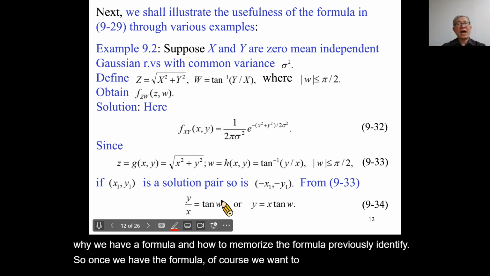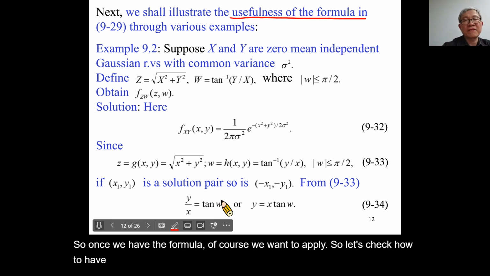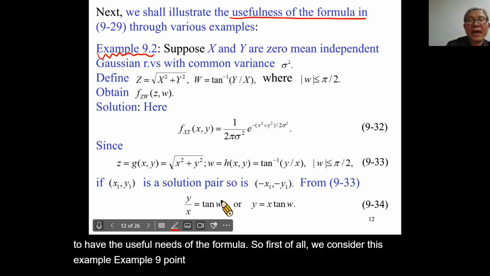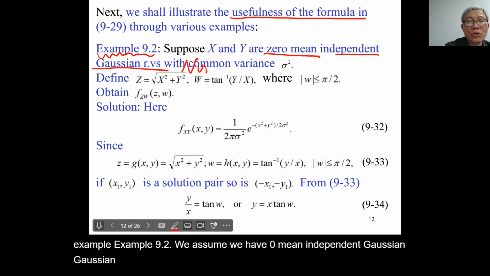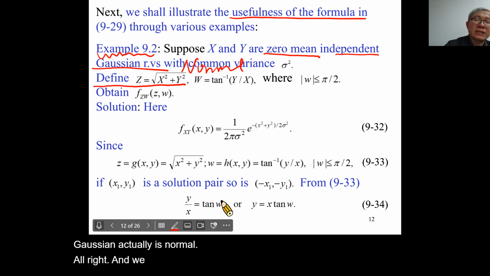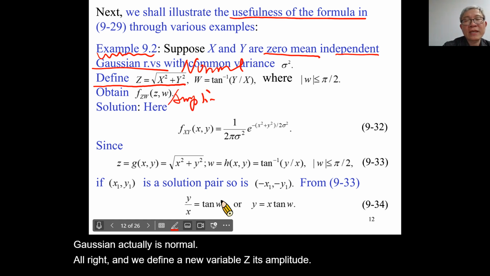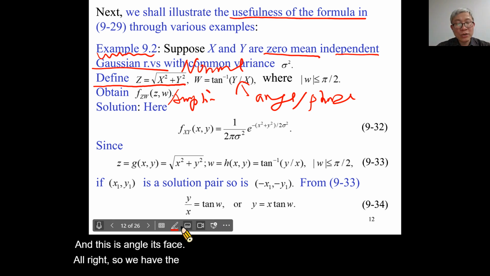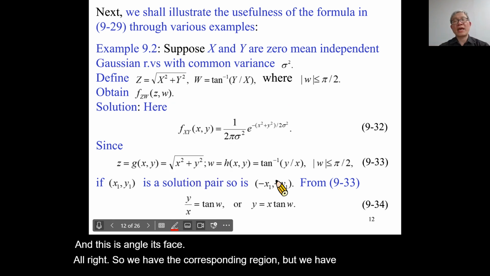So let's check the usefulness of the formula. First of all, we consider this example, Example 9.2. We assume we have zero mean independent Gaussian variables. Gaussian actually is normal. And we define a new variable Z, its amplitude, and this is the angle, the phase. So we have the corresponding region, with the amplitude and the angle.